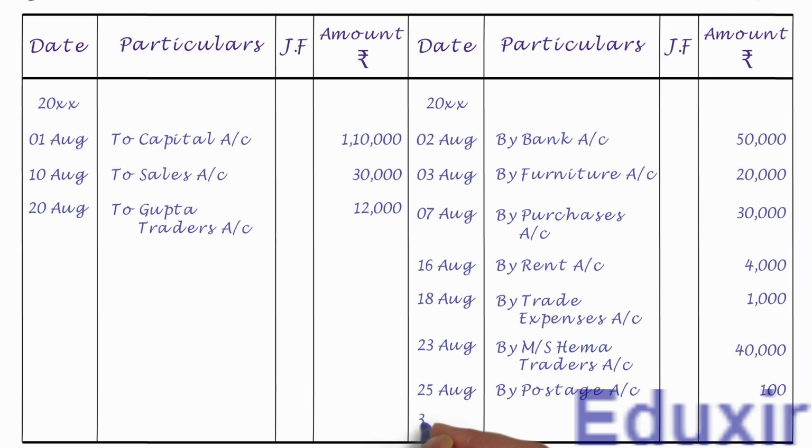Let us first write the date in the date column. We need to write by salaries account into the particulars column. Let us write the credit amount of 4000 rupees into the amount column. With that, we have completed the posting of this journal entry into the cash account. In fact, we have completed the posting of all the journal entries into the corresponding ledger accounts.